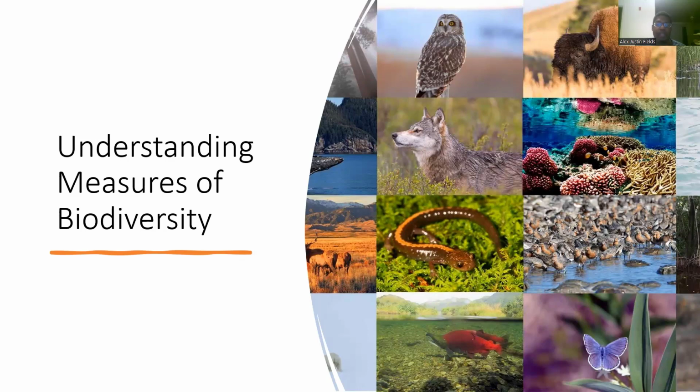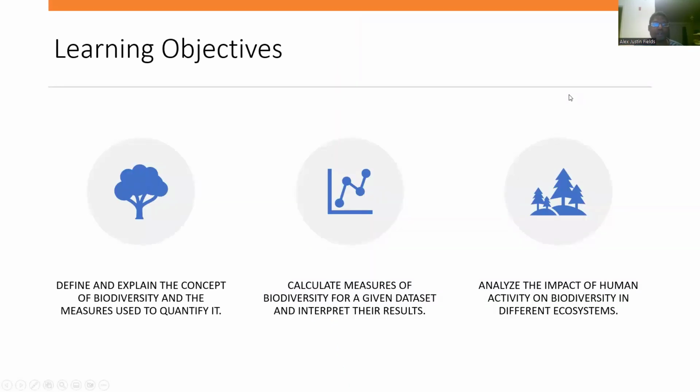So I have some pretty basic and broad objectives for this lesson. I first want to define biodiversity because for many high school students, this will be the first time they've heard of it. And I also want to describe some simple measures that can quantify it. These won't go very in-depth and they're very easy to understand. I'll also, because they're easy to understand, have the students calculate these measures of biodiversity for given data sets and interpret their results. And finally, I want them to be able to analyze the impact that human activity has had on biodiversity in different ecosystems using the techniques that they learned during this lesson.